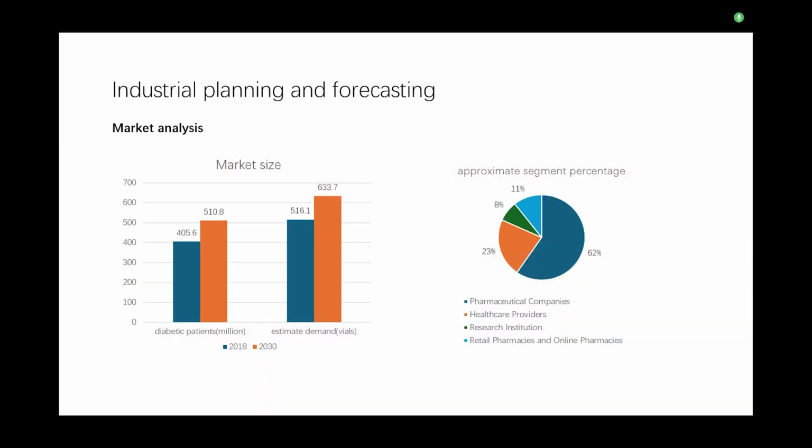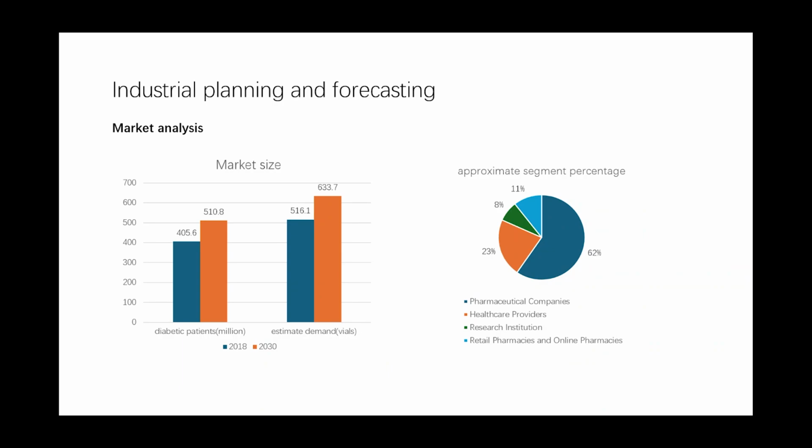Now, I'm going to introduce the industrial planning and forecasting for insulin. Here on the screen are two charts for market analysis. From the charts, we can get some information. The first information is that global insulin demand is growing, which is very clear.